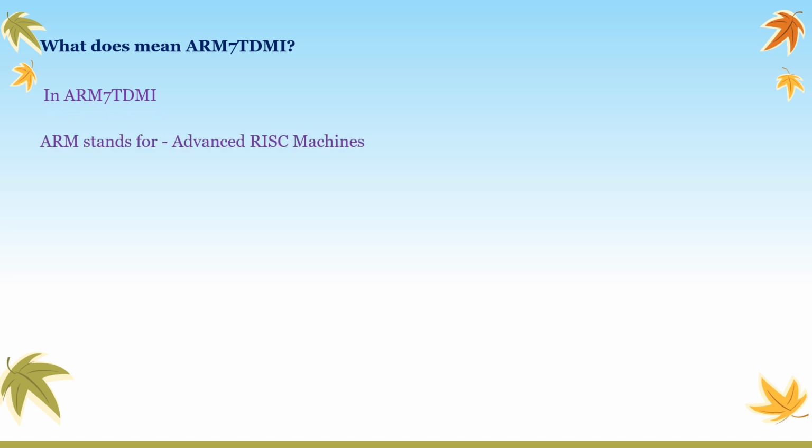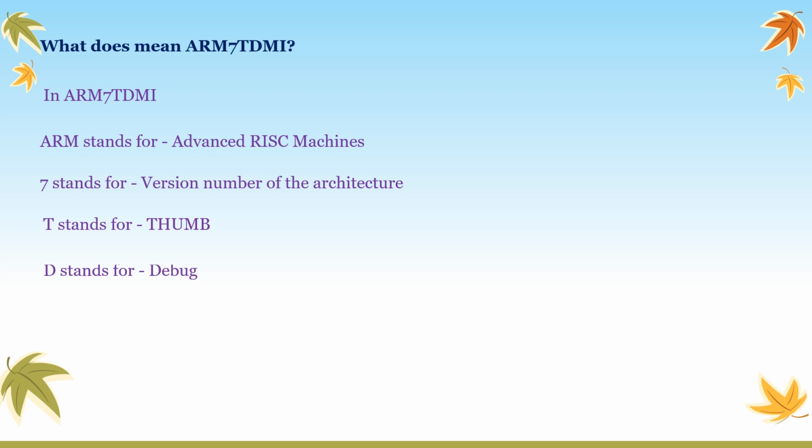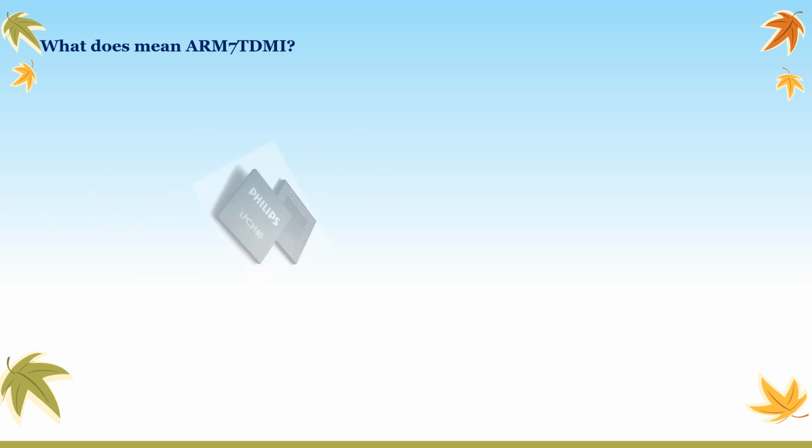rate. What does ARM7 TDMI mean? In ARM7 TDMI, ARM stands for Advanced RISC Machines. 7 stands for the version number of the architecture. T stands for Thumb, 32-bit wide instruction words, 16-bit wide memory. D stands for debug, 2 breakpoints to stop the CPU, both hardware and software. M stands for multiplier, an enhanced 32x8 multiplier.